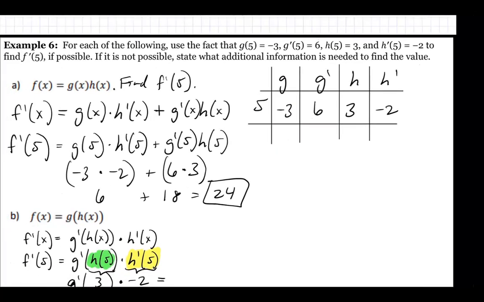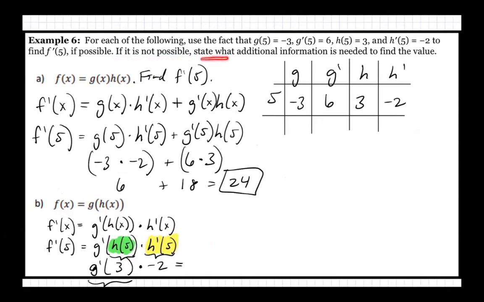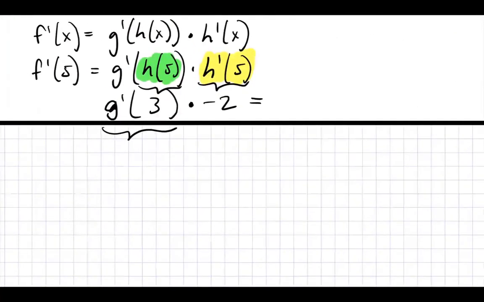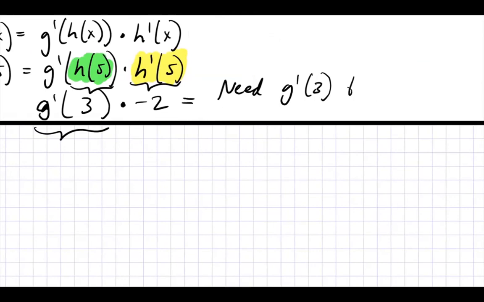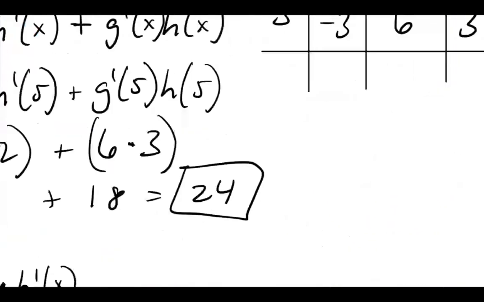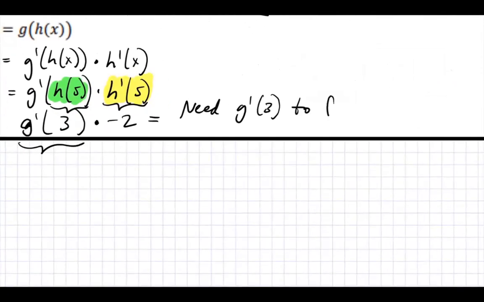Okay, so let's go back to the question. What did the question say? If it is not possible, state what additional information you need to complete the value. Well, the only thing I need is this guy here. This is the one I need. So I say I need G prime of 3 to find F prime of 5. If I had G prime of 3, I could do it, but I don't. So I can't finish it.